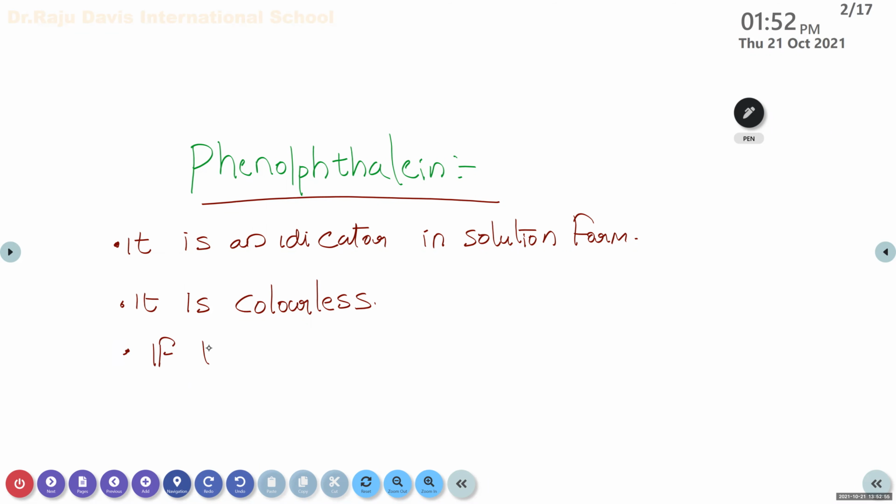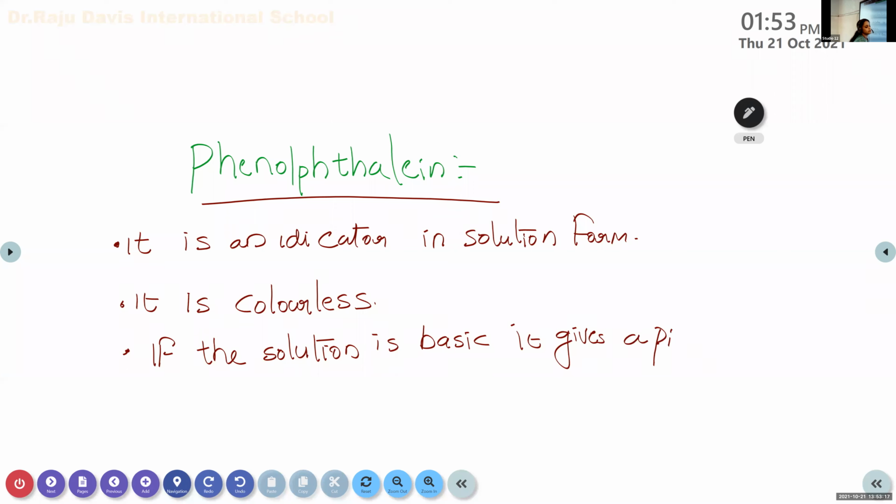If the solution is basic, phenolphthalein gives a pink color. When you add this phenolphthalein solution into a base or alkali, what happens? It changes the color into pink. It turns it into pink color. It indicates the presence of base or alkali.